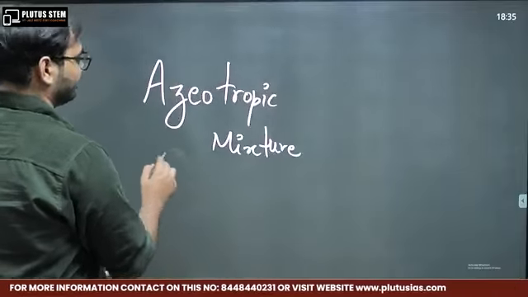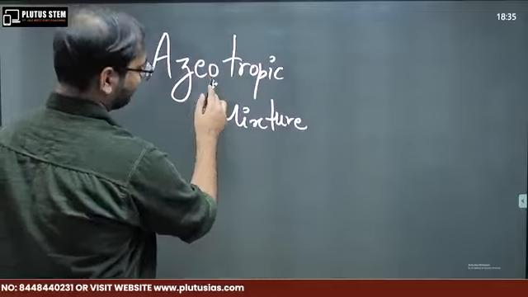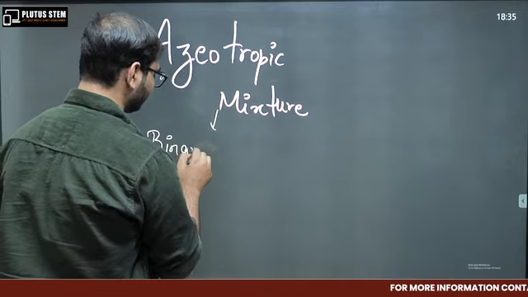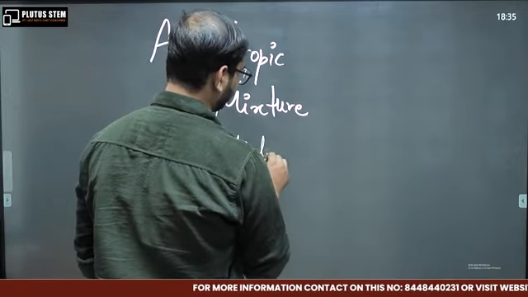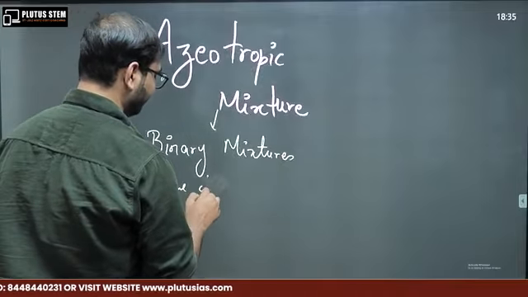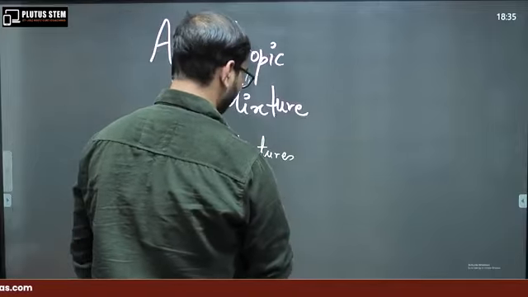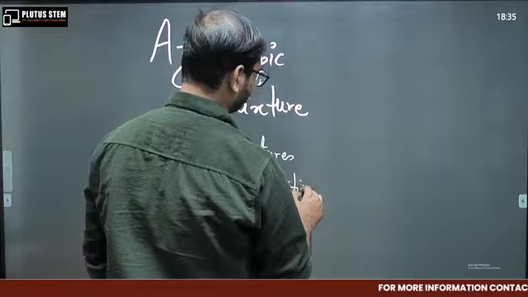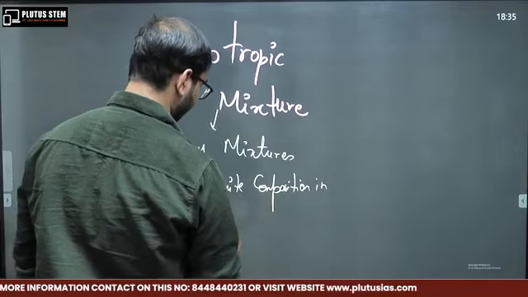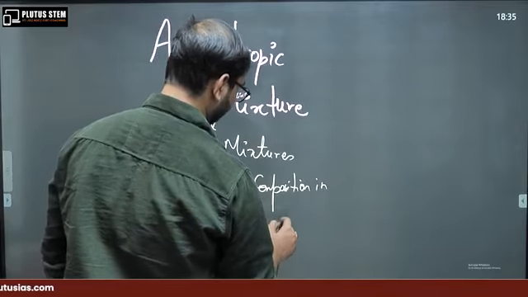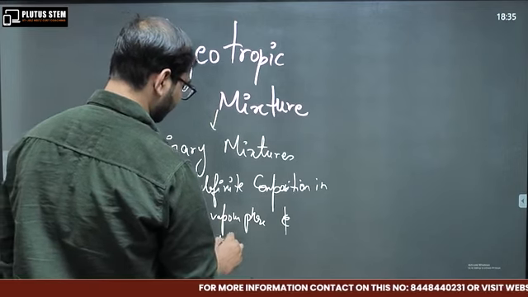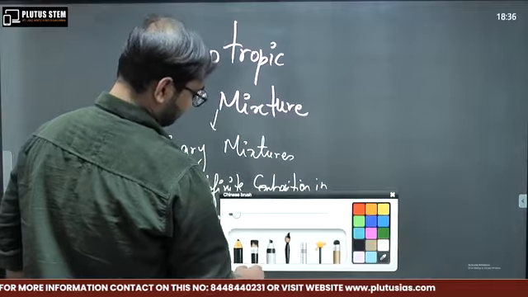As for the azeotropic mixture, for the definition part, azeotropic mixtures are defined to be binary mixtures that have a definite composition in solution and vapor phase and boil at constant temperature. So in this definition there are lots of words.